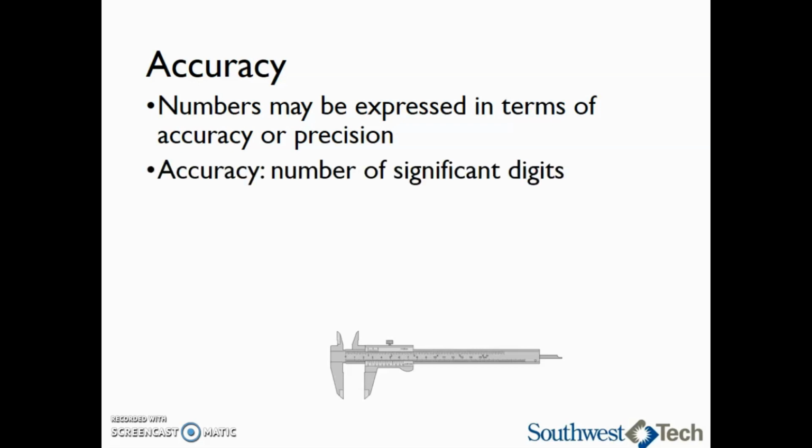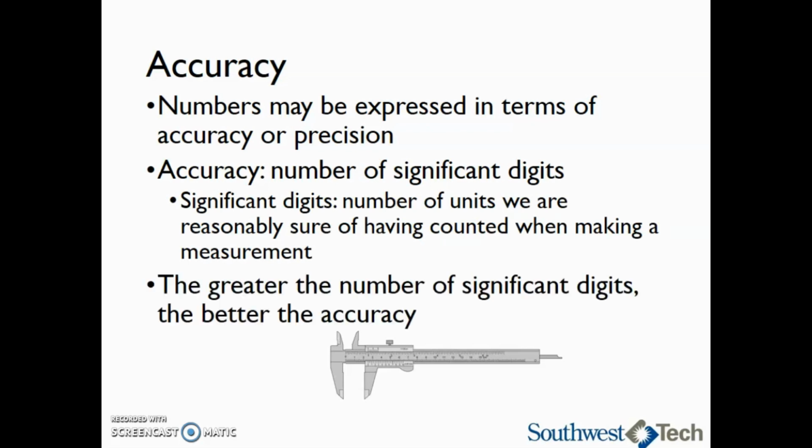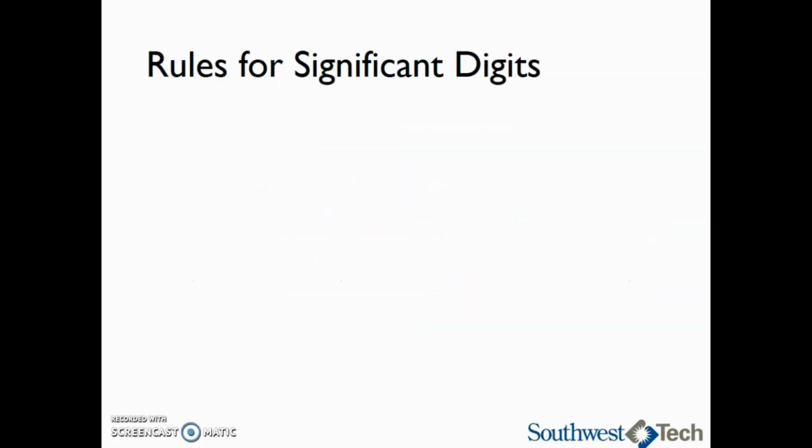So accuracy is just the number of significant digits that you have in your number. And significant digits are the number of units we are reasonably sure of having counted when making a measurement. So the greater the number of significant digits we have in our number, the better the accuracy. Now, when we are looking at accuracy in significant digits, there's 6 rules that we have to follow.